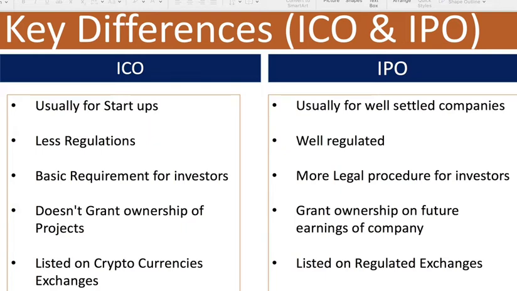Okay, the traditional counterpart to ICOs are IPOs, initial public offerings. IPOs are also a funding mechanism for companies looking to raise capital. Instead of selling crypto, an IPO sells shares in a company. Let's look at some of the main differences.